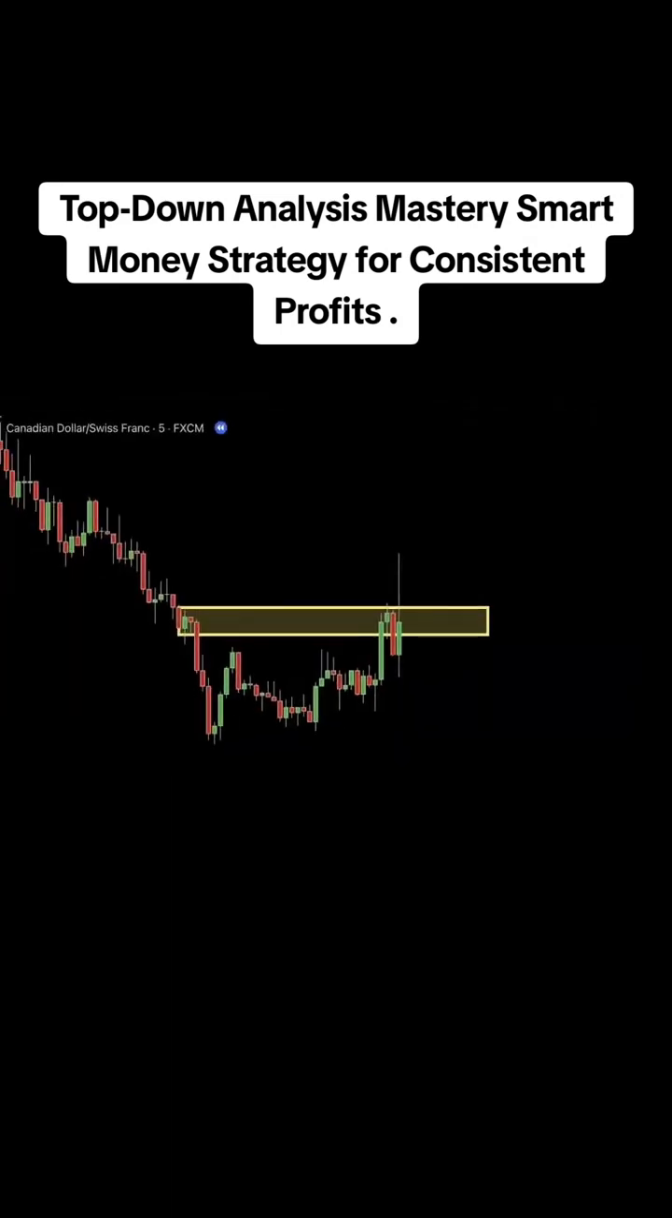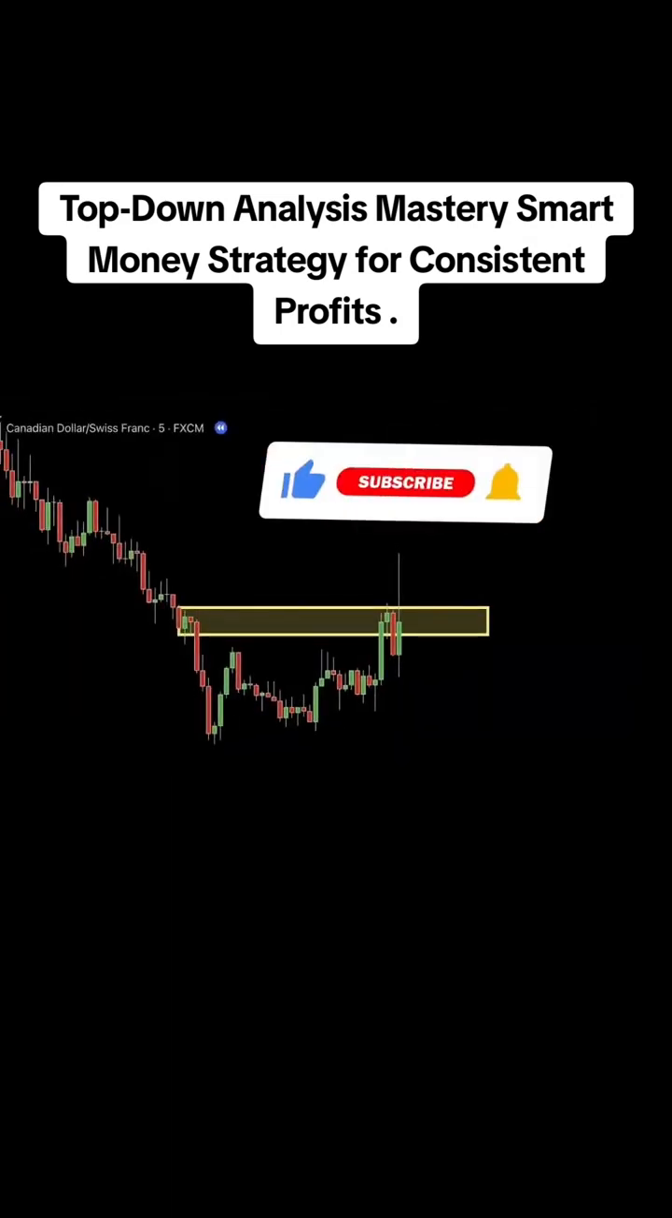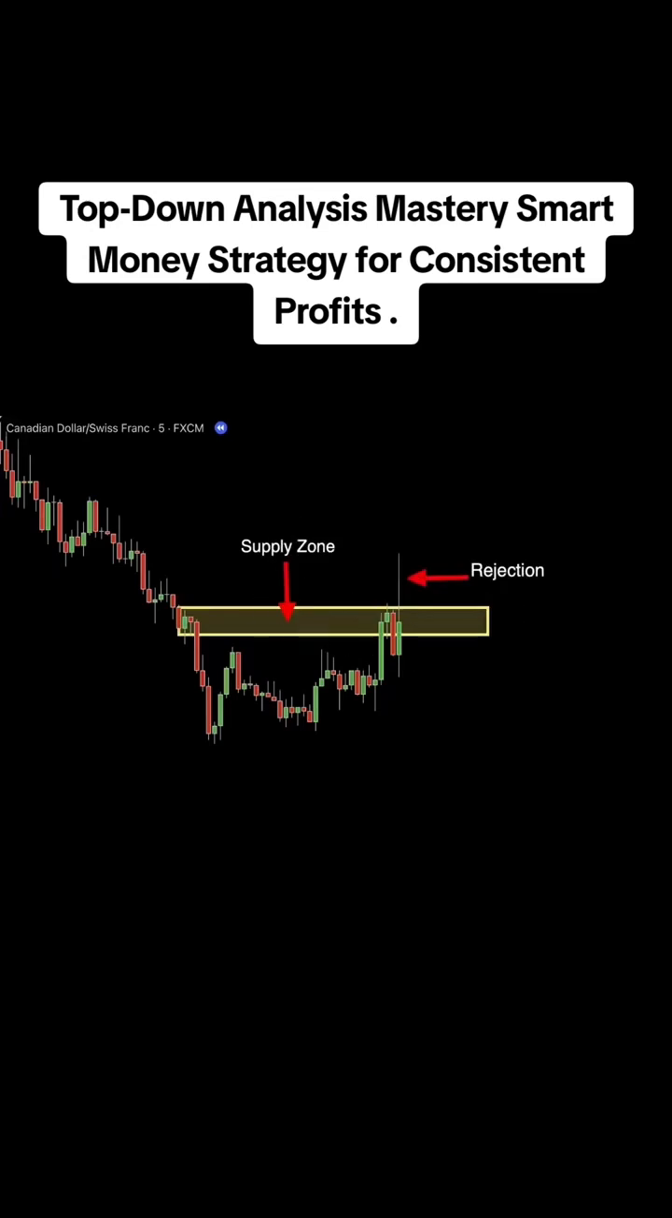Here's a great example. Let's say you're analyzing the US dollar Canadian dollar on the 5-minute chart. You spot what looks like a strong supply zone, and as the market approaches, there's a clear rejection, making it seem like the price is set to move down. It might look like a great short setup at first glance.